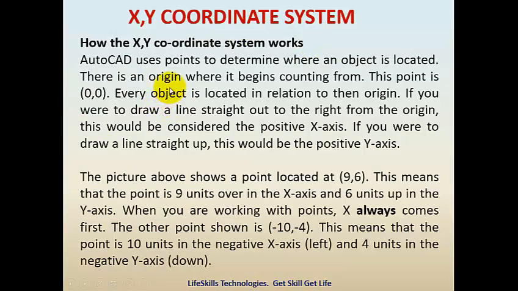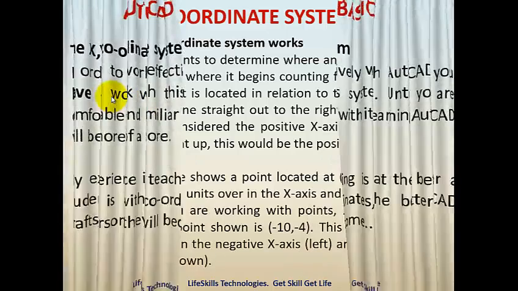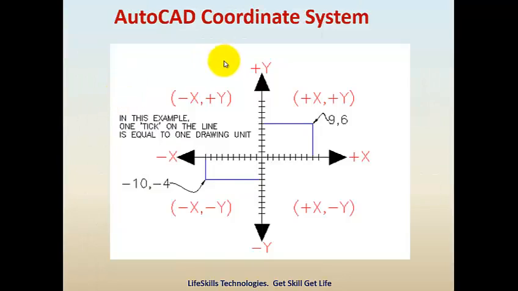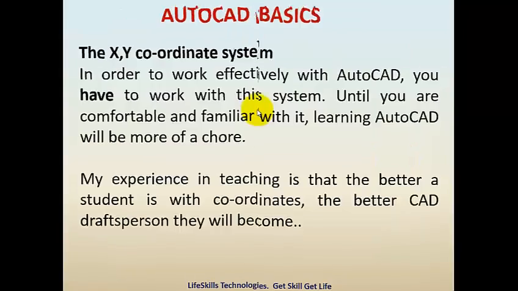Now there is an origin. AutoCAD has an origin. This point we call 0,0, and every object is located in relation to that origin. When you begin to draw as a beginner, you may be wondering where the origin is located. So if you are to draw a line straight out to the right from the origin, that line will go along the x-axis, the positive x-axis. If you are to draw the line up, that will be the positive y-axis, like we have it here. So if this is the origin, this is the positive x, this is the positive y.